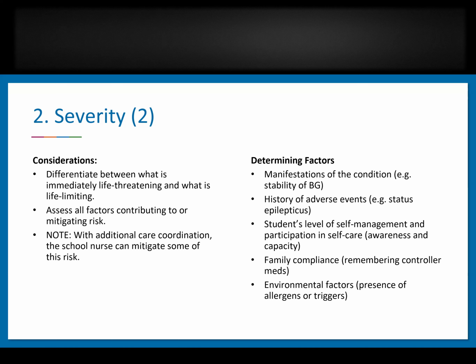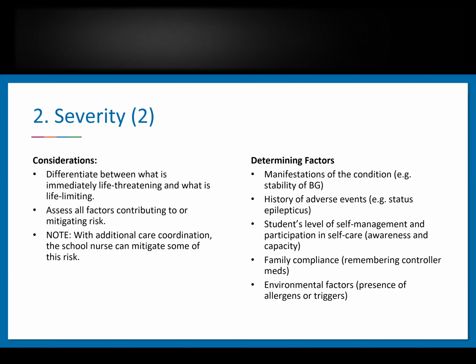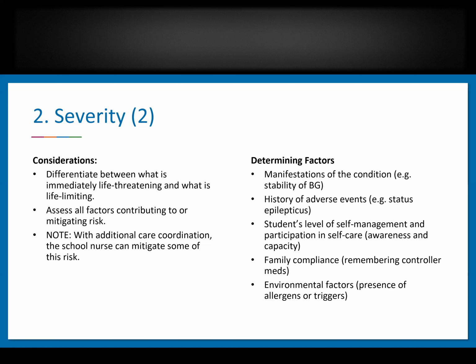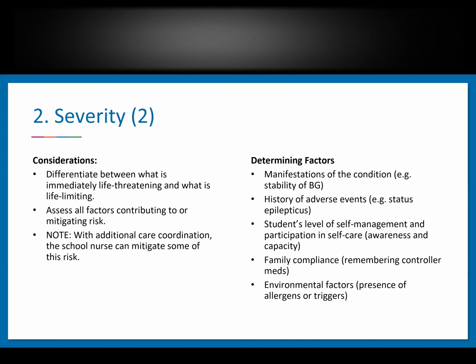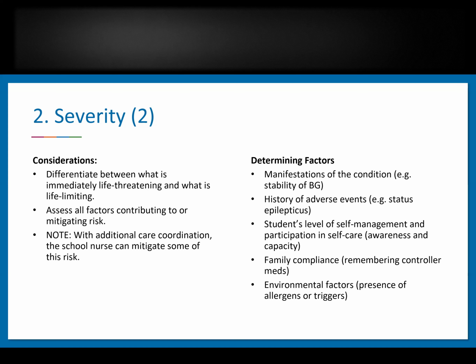Does the student have awareness of allergens and triggers and/or the capacity to avoid them? How is the family's compliance and what is their capacity? Do they remember controller medications for asthma, or is there a system in school for a missed dose? Are the rescue medications provided for the school? Does the family understand and have the capacity to manage type 1 diabetes proficiently? Are there environmental factors impacting their risk? Are there allergens or triggers present?